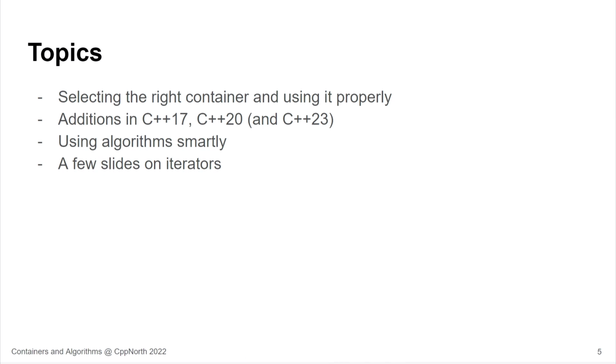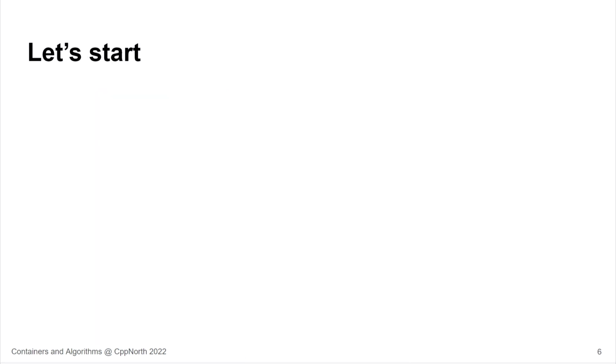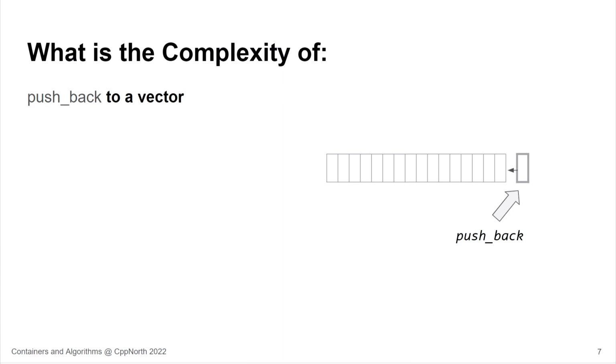The topics for this talk are selecting the right container and using it properly. We would also discuss additions in C++17 and 20 and also a bit of C++23, using algorithms smartly and a few slides on iterators. So let's start. I think that we would start with vector.